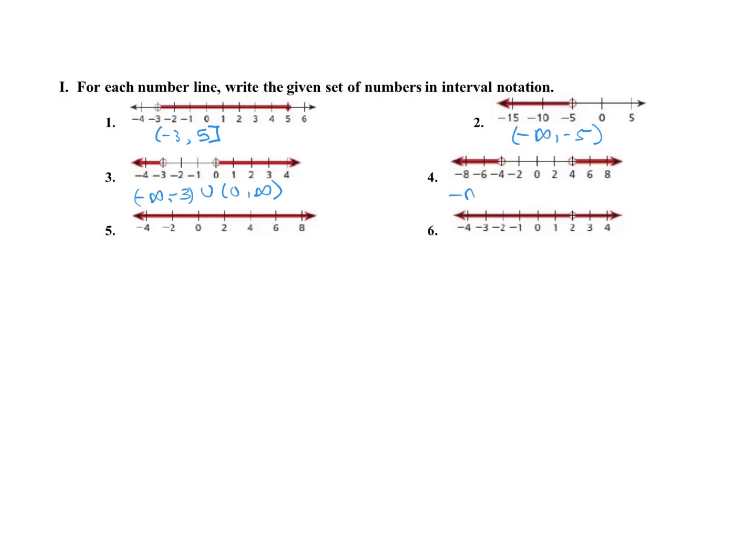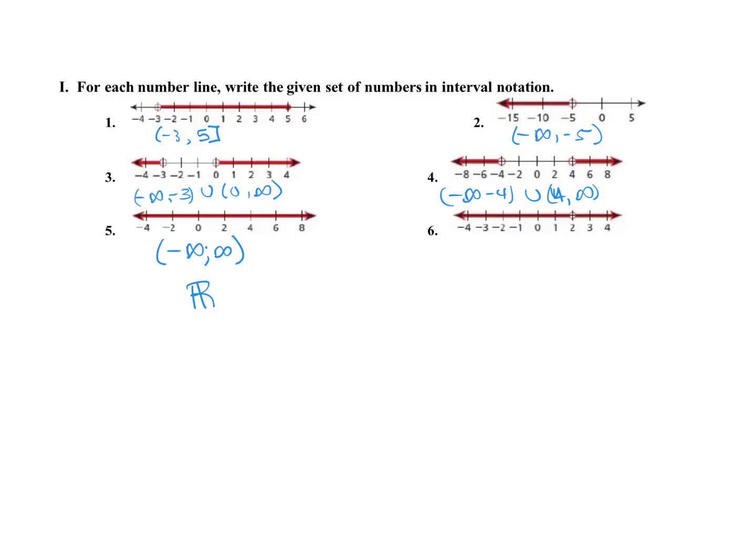And this would be negative infinity to negative 4, U, 4 to infinity. My 4 doesn't look great there. And this one is all real numbers, so we would write that as negative infinity to infinity. If you were asked for that in an inequality, you're not really going to give an inequality. You're going to put that R like that.